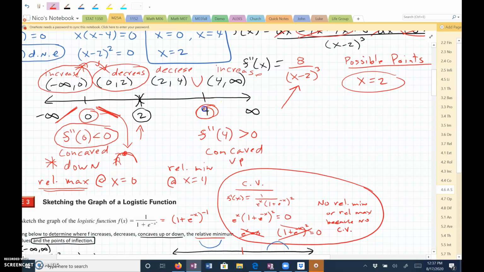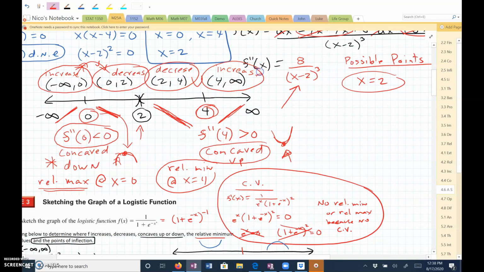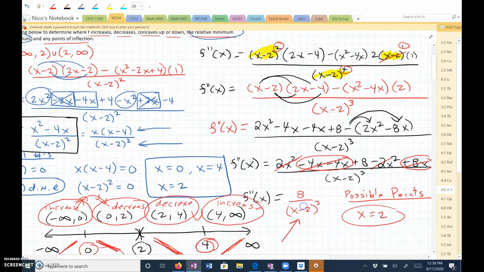Then I looked at this point at x equals 4. Notice that the second derivative of f of 4 was greater than 0. So this indicates concave up. If this is concave up, then at x equals 4, we must have a relative min, which means this part of the graph is decreasing, this part is increasing. So decreasing, increasing. Hopefully that makes sense.